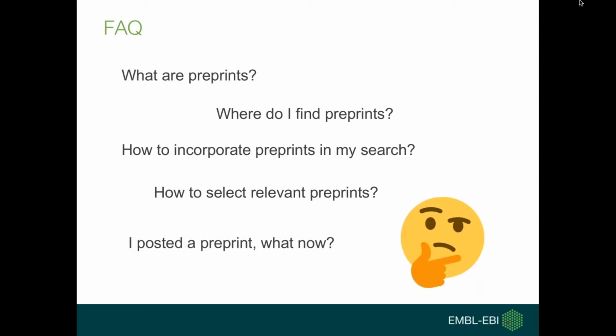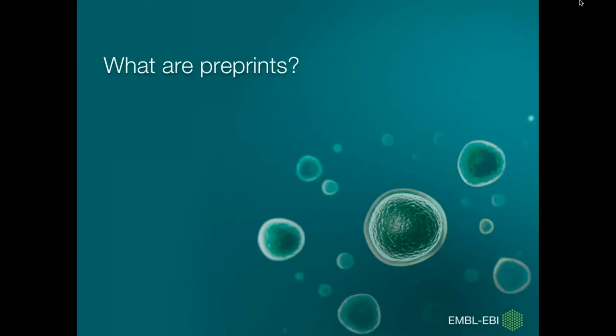And because it's a webinar on discovery, we're going to talk about where you can find preprints, how do you incorporate them in your regular searches for scientific literature, how do you select relevant preprints, and also what to do if you have posted a preprint and you would like to take advantage of this. So let's start with the basics.